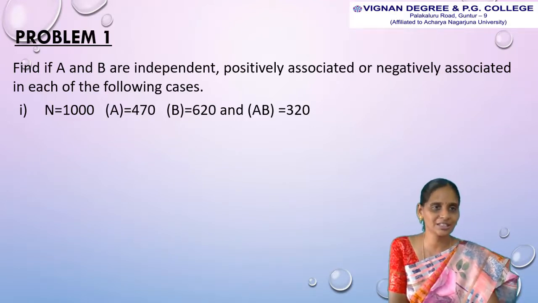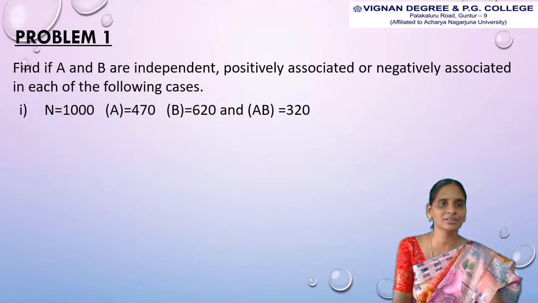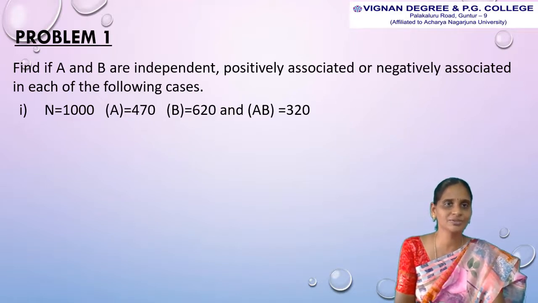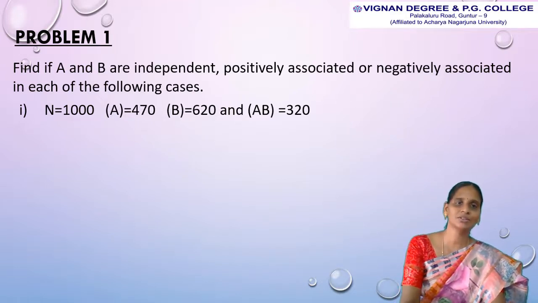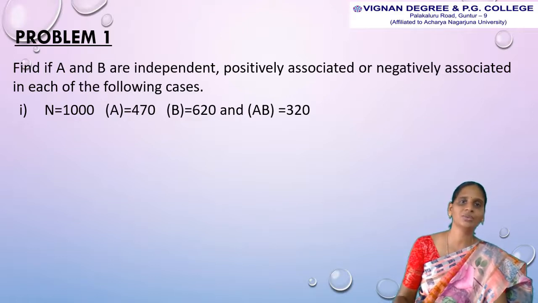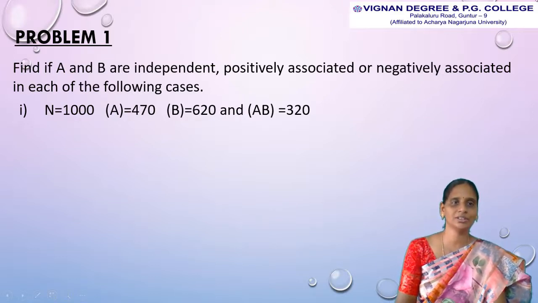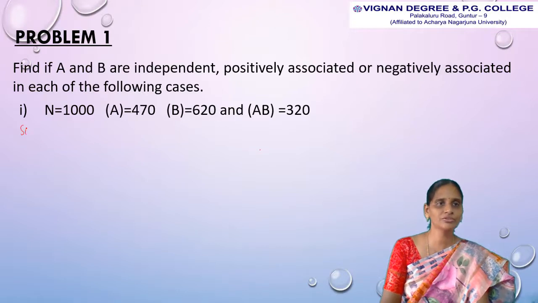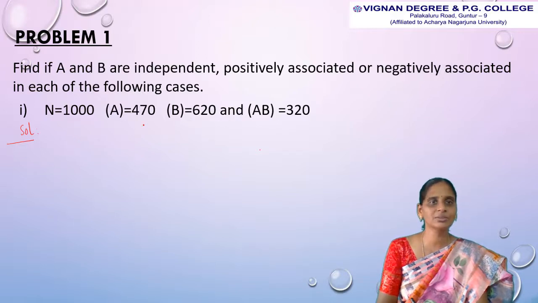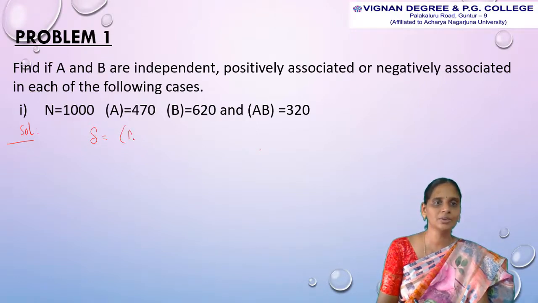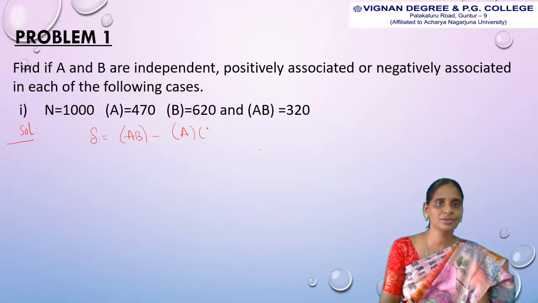cases. So first case 1 is capital N is equal to 1000, frequency of A is 470, frequency of B is 620 and frequency of AB is 320. Now the solution of this problem is, we have to find out the relation between the attributes A and B. We have to find the operator delta. Delta is equal to frequency of AB minus frequency of A into frequency of B divided by N.